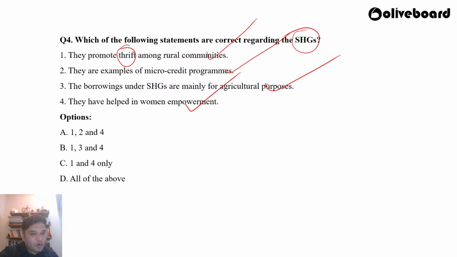Option A, 1, 2, and 4. Option B, 1, 3, and 4. Option C, 1 and 4. Option D, all of the above.